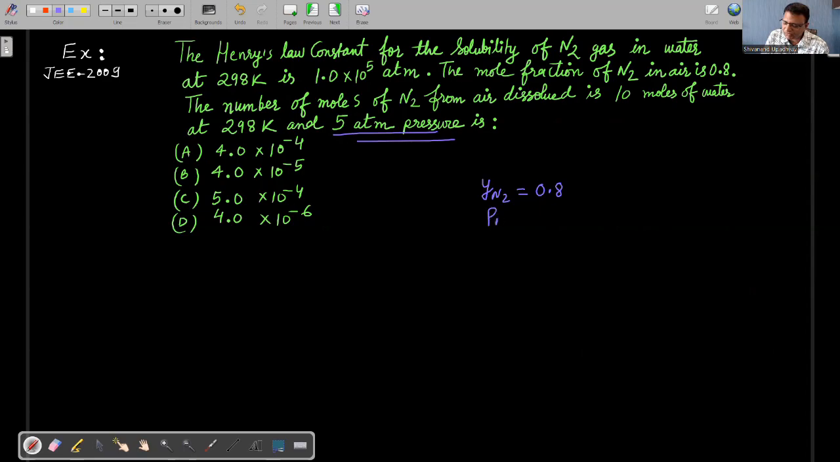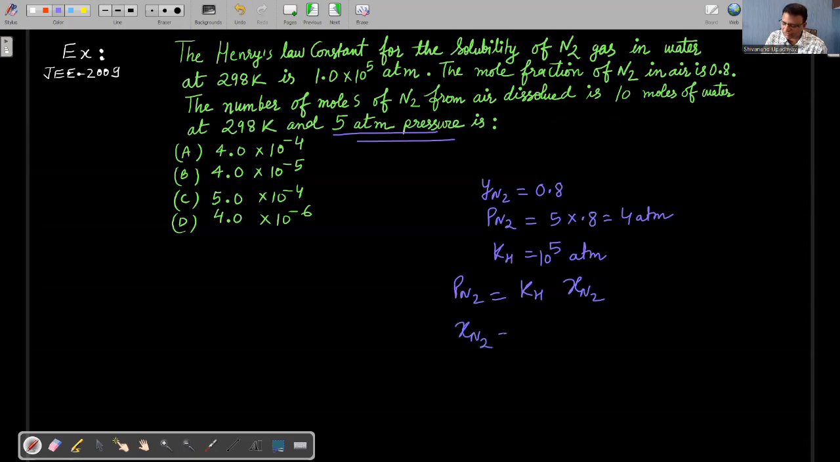So from here we can calculate the partial pressure of nitrogen gas, that is 5 into the mole fraction 0.8, which is equal to 4 atm. So nitrogen gas is at 4 atm pressure. The Henry constant for nitrogen gas is 10 to the power 5 atm. If we apply Henry law, the pressure of nitrogen gas is equal to Henry constant into the mole fraction of nitrogen gas. From here, the mole fraction of nitrogen gas is 4 into 10 to the power minus 5. This is a very small value, meaning a very dilute solution.